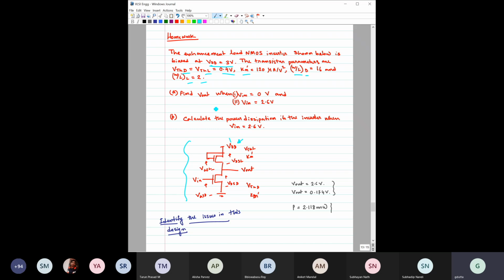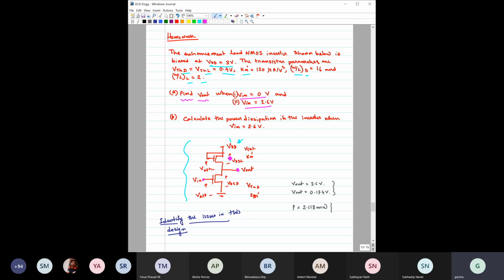Now here, the question says that we need to find the V out, that is this voltage, when V in is equal to 0 volt. And then it asks to find the output voltage when V in is equal to 2.6 volt. So give 2.6 volt, what would be the output? If you have understood the earlier concept, it is just a matter of putting some equation and solving it.